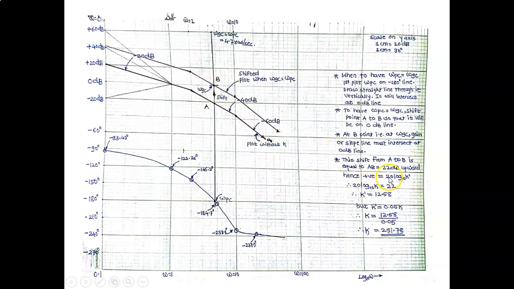Hence, positive, that is 20 log of K dash to the base 10 is equal to 22. Therefore, K dash is equal to 12.58. But K dash is equal to 0.05K. Therefore, K is equal to 12.58 divided by 0.05. Therefore, K is equal to 251.78. We have got this value.